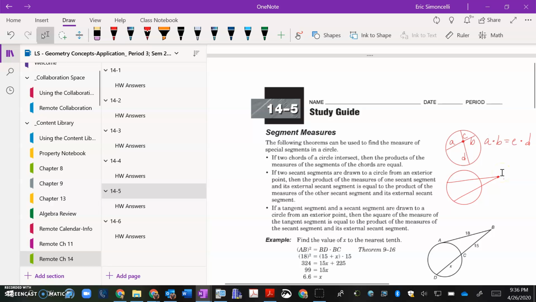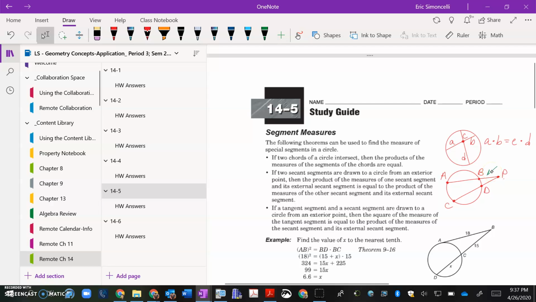Again, the product of the measures of one secant segment and its external secant segment. So a full secant segment, and this time I'll use points on the circle here, here, here, and here. To help justify things, I'll use points A and B, and then C and D. Let's call point P the exterior point that both secants intersect at. Respectively speaking, each secant has its own external secant segment.